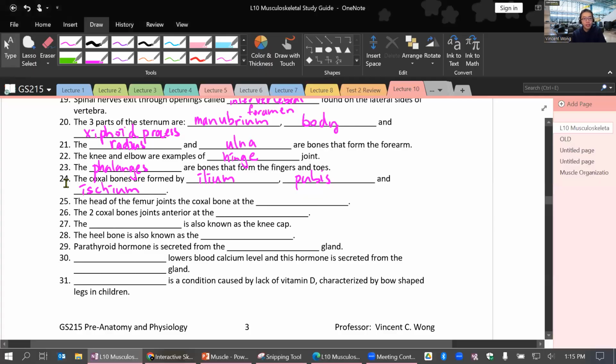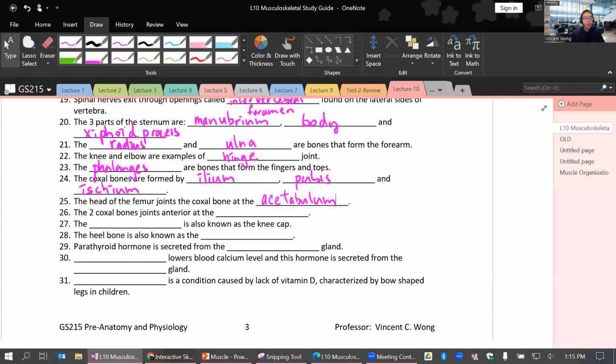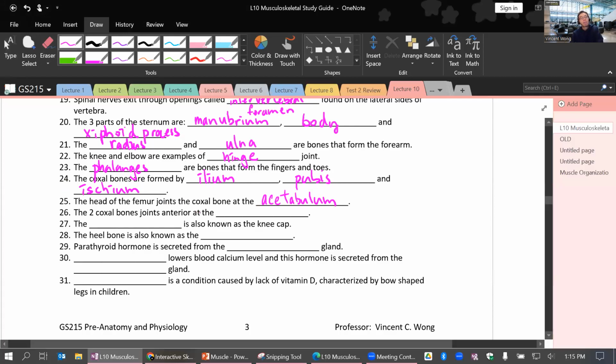So over here, the head of the femur joins the coxal bone, which is what we just talked about, at the acetabulum. Again, it's a ball and socket joint. The coxal bone, the two halves, actually joins anteriorly at the front at the pubic symphysis. Okay, and you will see this again when we learn the reproductive system next class. In a mid-sagittal section, you will see the pubic symphysis.